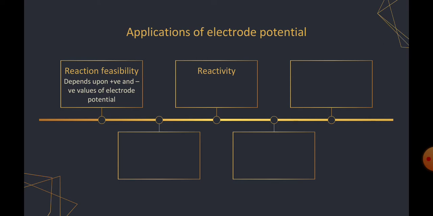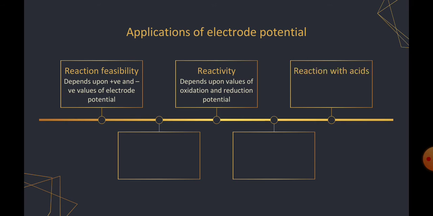Then there is reactivity. Electrode potential also tells us about the reactivity of metals. It depends upon the oxidation potential values and reduction potential values. More oxidation means, for example, any metal which has a higher oxidation value must have a low reduction value. That leads to more reactivity of the metal.